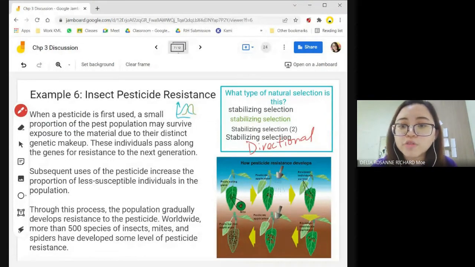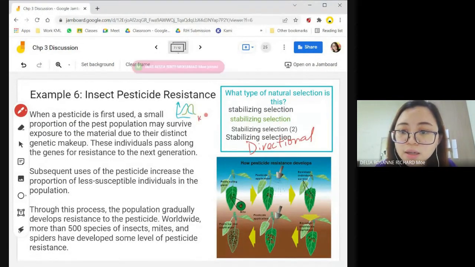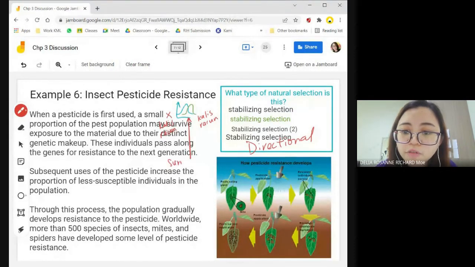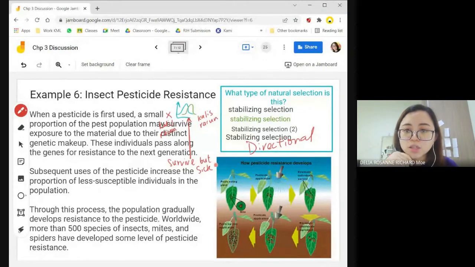Where one extreme phenotype is pesticide resistant, the other one is not pesticide resistant. The intermediate maybe survives but is sick, for example. That is what the phenotype distribution will be like. So this one is actually more directional selection.